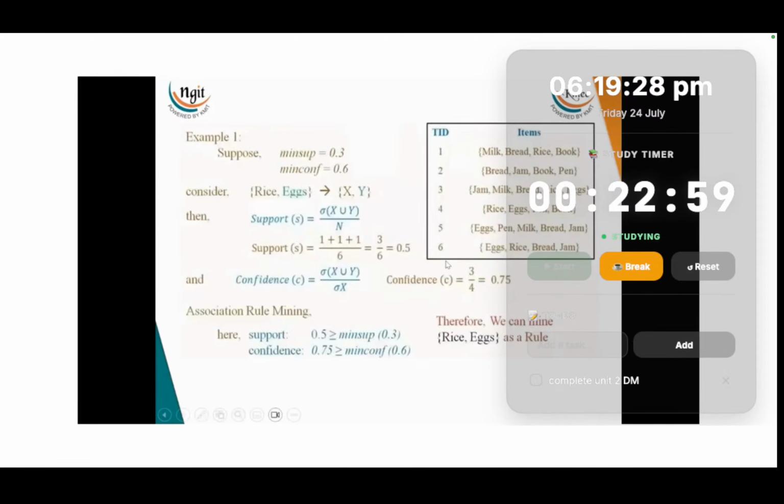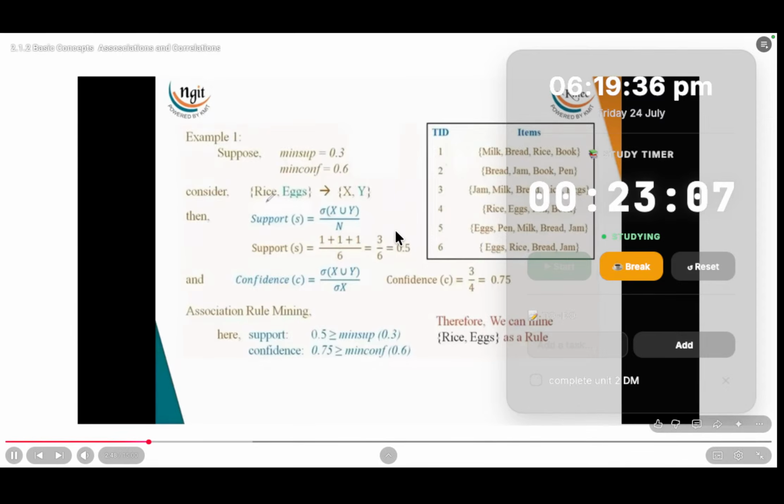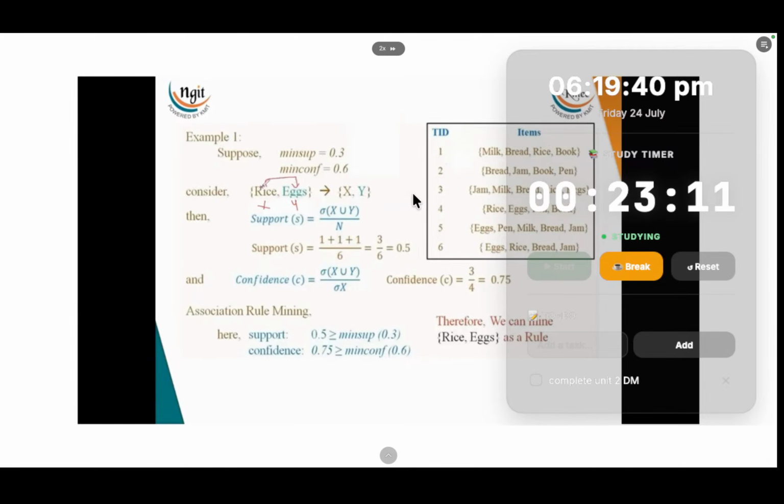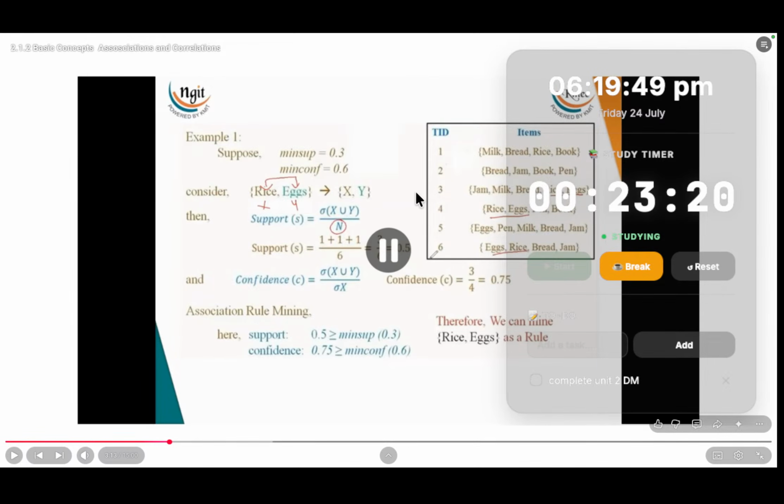Consider these transactions. Here we have 6 transactions, and these are the items in each transaction. Now I just want to find out whether rice and eggs can be mined together as a rule or not. Here it is a 2 item set, and rice can be considered as X and eggs as Y. Now I need to find how frequently rice and eggs occur in the transactions. Here you can see rice and eggs 1, 2, 3. So it is occurring 3 times. And then how will you find n, the number of transactions? The total number of transactions is here. How many?